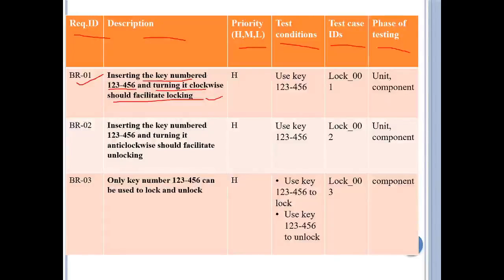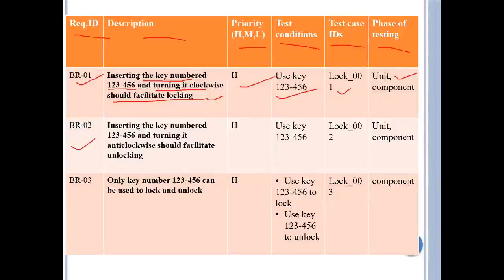So if you use key number 1 2 3 4 5 6 and turn it clockwise, the lock should be locked. How much importance do you have for this requirement? High priority. So this is a very important requirement. What is the condition here? You need to use this key, then only you can meet that requirement, otherwise no. The test case ID you are given is Lock 1, and the type of testing you are going to conduct is unit testing and component testing.